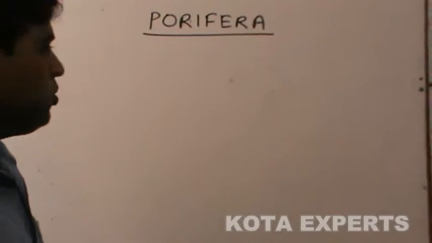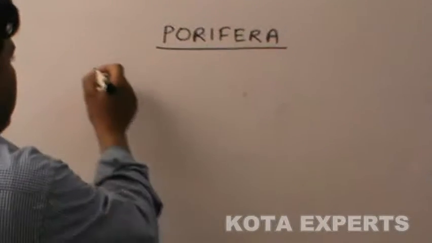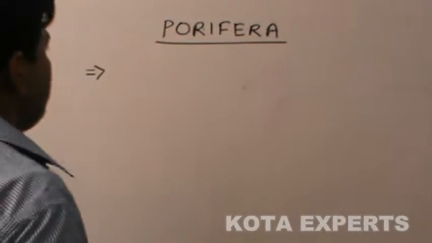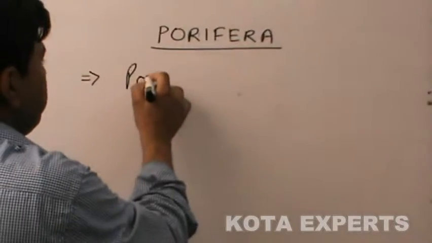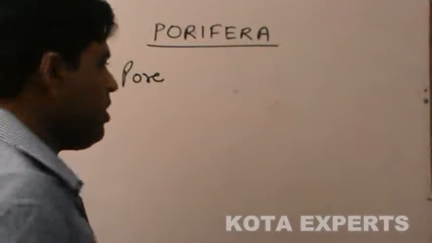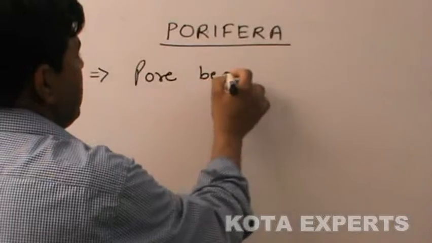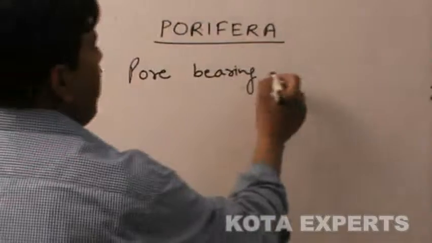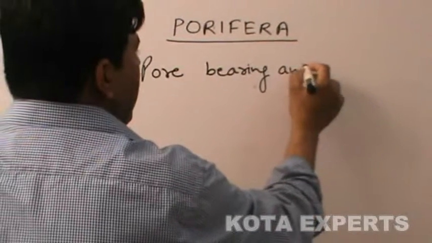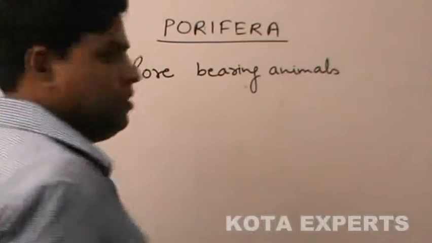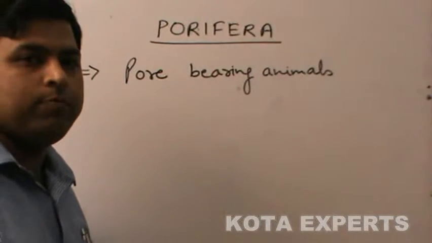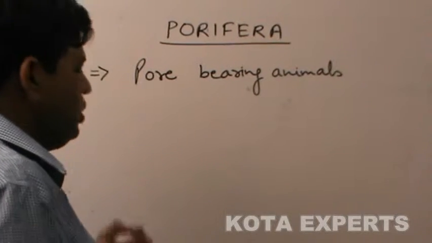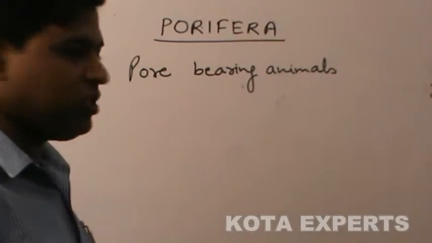Now today we are going to start with the phylum Porifera. This phylum includes those types of animals which are pore bearing, which have pores on their bodies. That is why they are known as Porifera. These organisms have minute pores in their body for the purpose of ingestion as well as different types of functions.